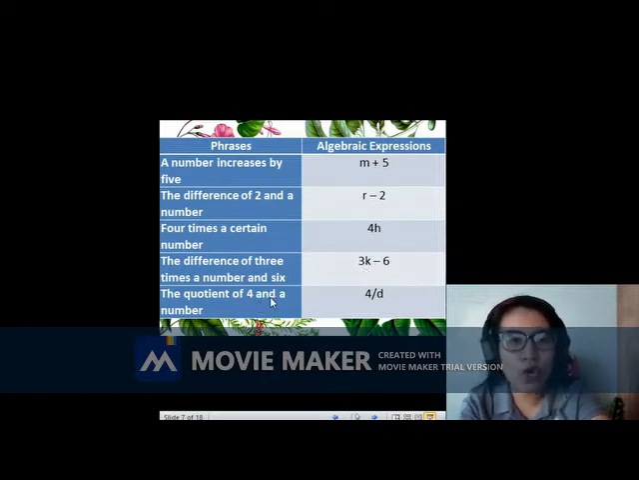Next, "the quotient of 4 and a number". This is what I'm telling you. Ma'am, where is the symbol of division? I don't need to write the 2 dots up and below because I just say "the quotient of 4 and a number". So when I write that over, it already means that I am having division. But take note of the order. It says "4 and a number", so 4 should be the numerator and a number should be the denominator. And this time I use the letter D.